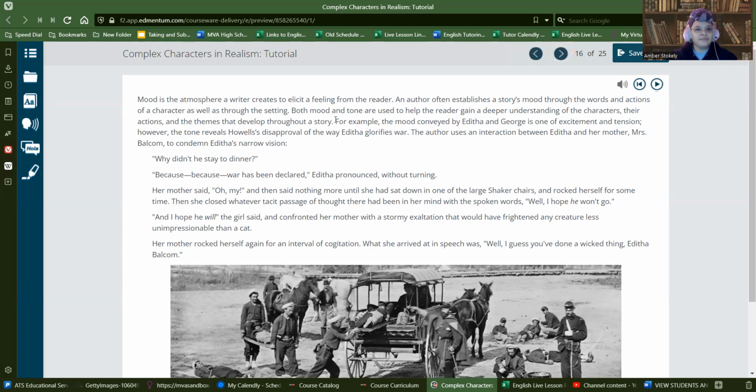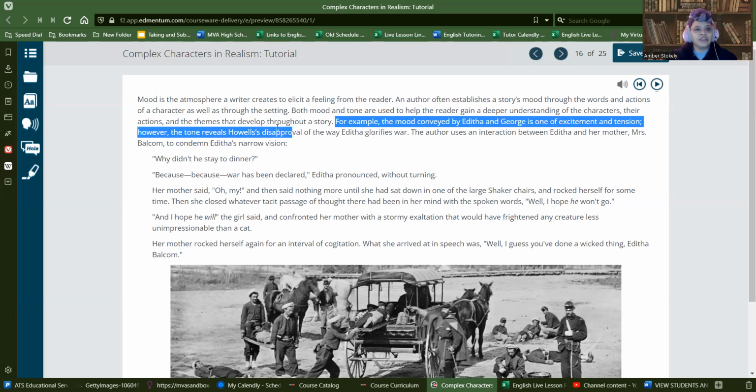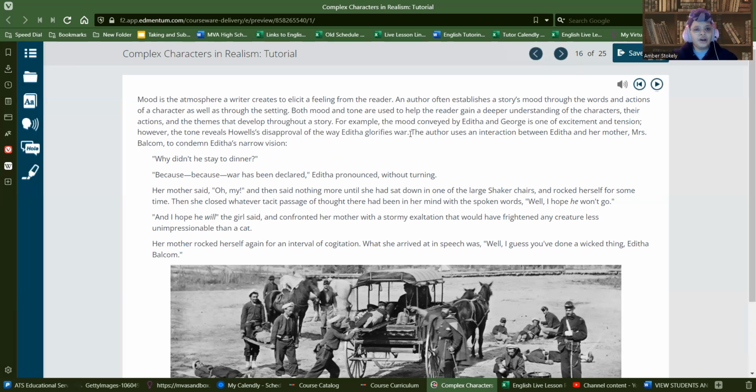So they give you an example from this story. The mood conveyed by Editha and George is one of excitement and tension. However, the tone, so that's how the author talks about the topic, reveals Howells' disapproval for the way that Editha glorifies war. And the author uses an interaction between Editha and her mother, Mrs. Balcom, to condemn Editha's narrow vision. So this is one of those sections where the way that the story talks about Editha between her interactions with other people lines up with how her mom criticizes her. So that's what I was talking about earlier when you're searching for how the story lines up with how characters feel. Since Editha is being made fun of in between her interactions with people in this story, and her mom also criticizes her, you can tell that that's what the author is trying to push.